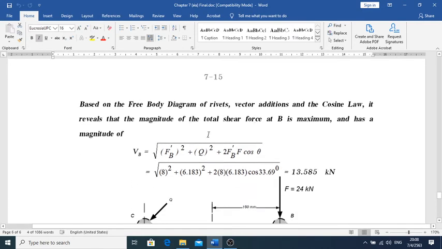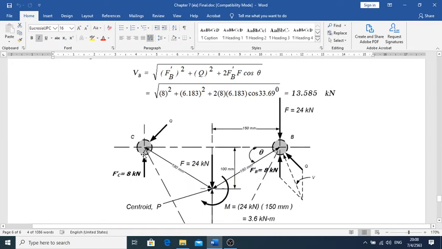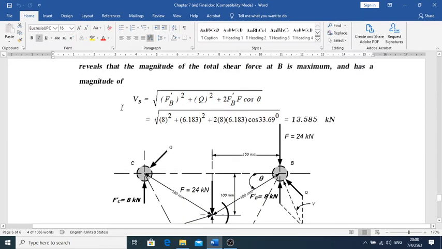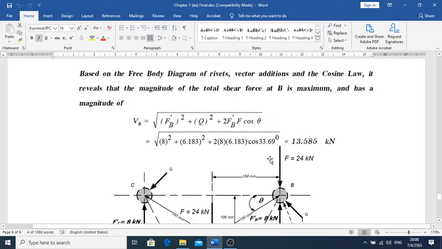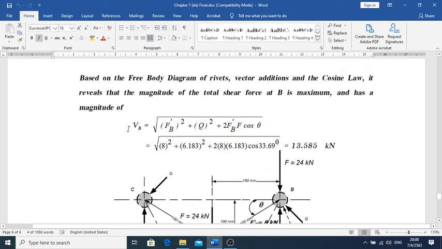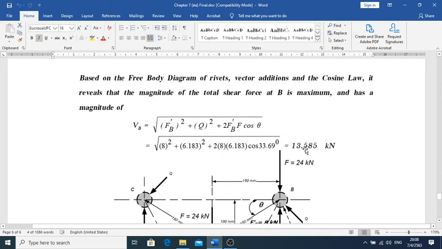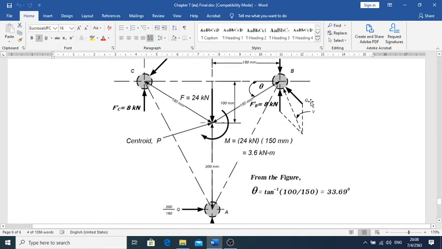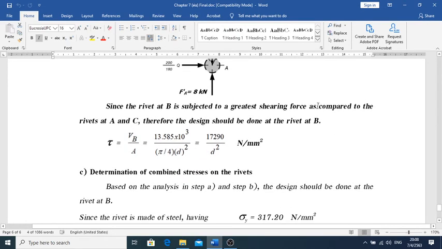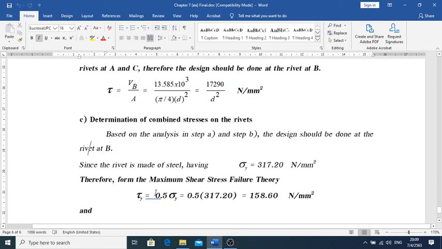Then based on the free body diagram that we've got there, vector addition, right? So we find the B term there. Based on the cosine law, VB is going to give the maximum, 13 point something. So the design should be done at B. Then determine the combined stress on the rivet. Based on steps A and B, the design should be done at rivet B respectively.